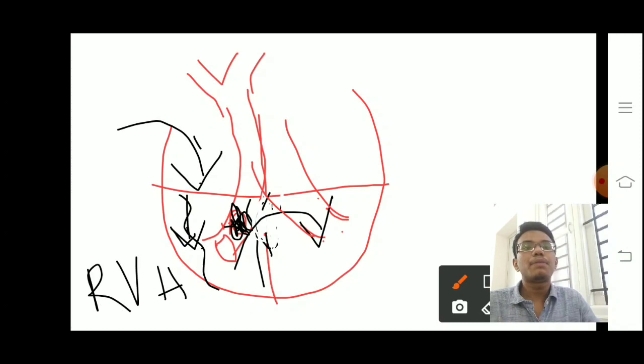Got it? This is the simple pathophysiological mechanism, and this whole amount of deoxygenated blood will be circulating throughout the body, causing cyanosis. So cyanosis is a characteristic feature of Tetralogy of Fallot. Got it?